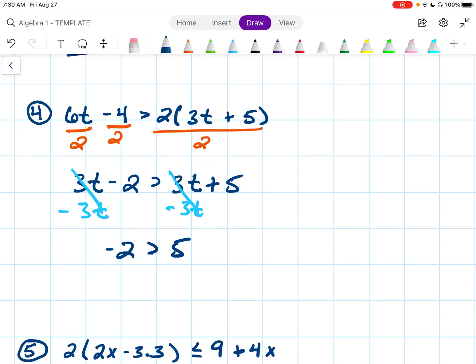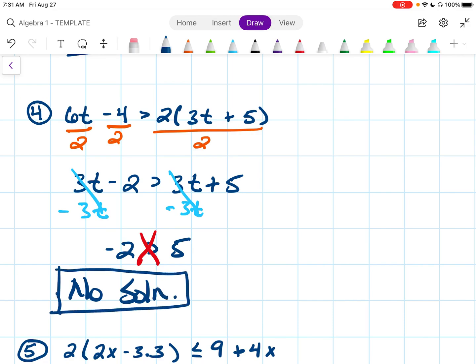Well, that doesn't make sense. Negative 2 is not greater than 5. It is not. So we would say something like no solution, right? We did that whenever we had an equality, an equal sign, where it was like 1 equals 2, right? We said, well, that's not true, so it's no solution. Here, this is not true, so it's no solution.